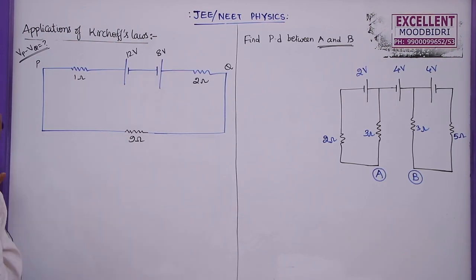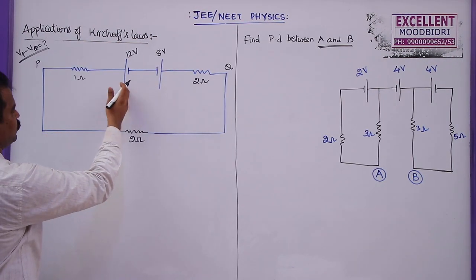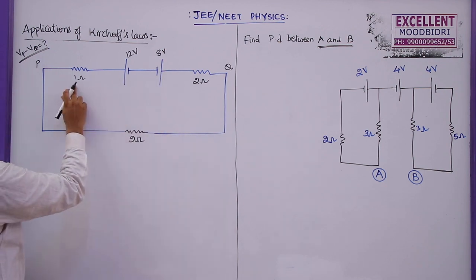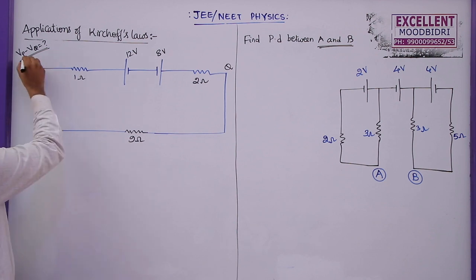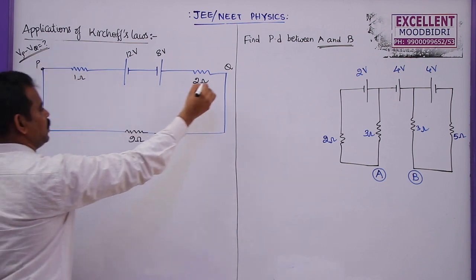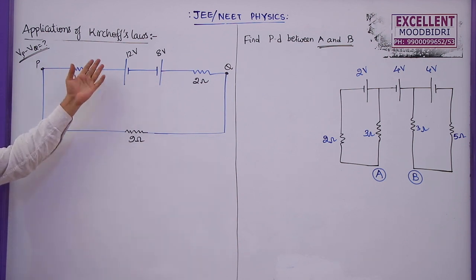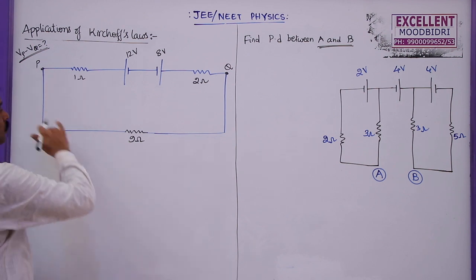Two more similar problems here. So two cells are connected here with the negative connected to negative, and these are the resistors. So what is the potential difference between P and Q? To find out the potential difference, we have different methods. As it is a closed circuit, previously we used an open circuit. Now here this is a closed circuit.